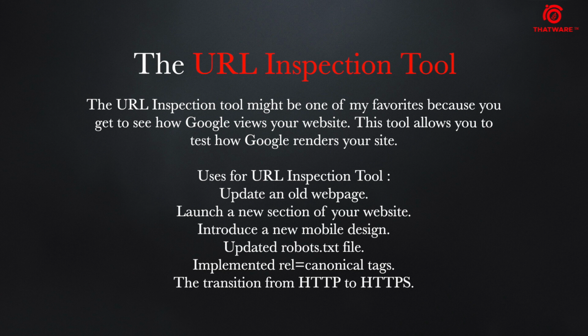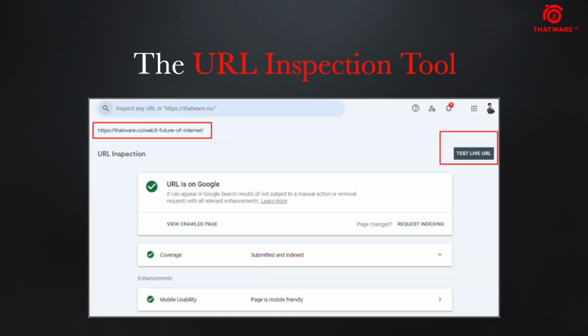So this is how you can see one of the live examples. I have scanned one of my URLs, datware.co web3 future of internet. I have tested the live URL and as you can see, the URL is present on Google, so I have a green tick mark on the same. In my coverage, there are no coverage errors. It is submitted and indexed. The link is indexed, and last but not least, my page is mobile friendly. And even if I have undergone any changes and need to re-index the page, I can simply click on request indexing from the option. So this is one of the most beautiful parts of the URL inspection tool.